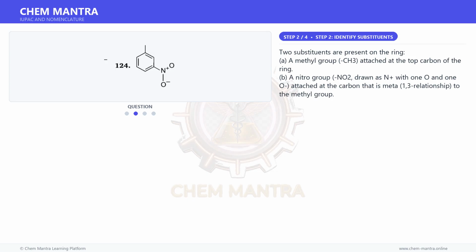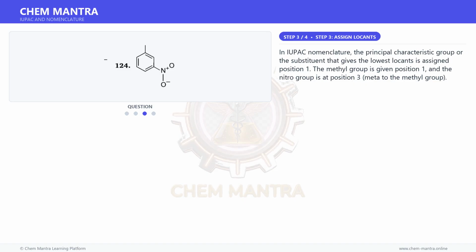Two substituents are present on the ring. A. A methyl group, CH3, attached at the top carbon of the ring. B. A nitro group, NO2, drawn as N+, with one O and one O attached at the carbon, that is in a meta, 1,3 relationship to the methyl group.